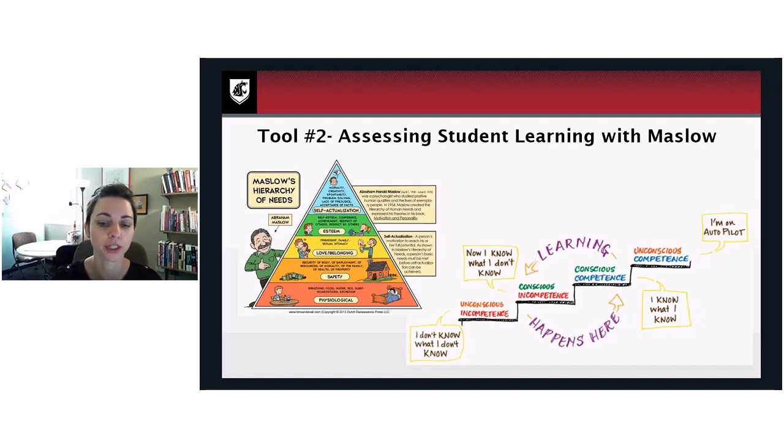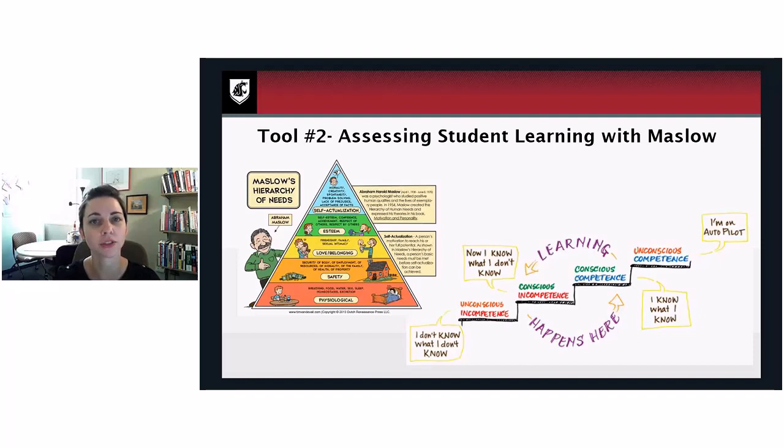So we move through this when we're learning new material, and there's some danger zones here. Learning is happening between the conscious incompetence and the conscious competence. And this is a place where we really want individuals to pay attention to the messages they're telling themselves and the way that they're feeling.